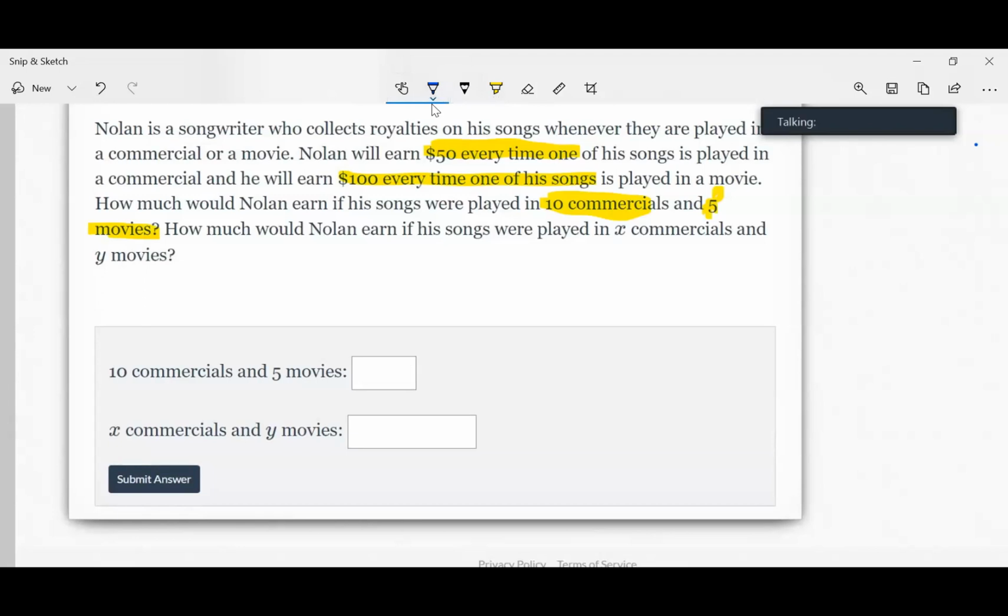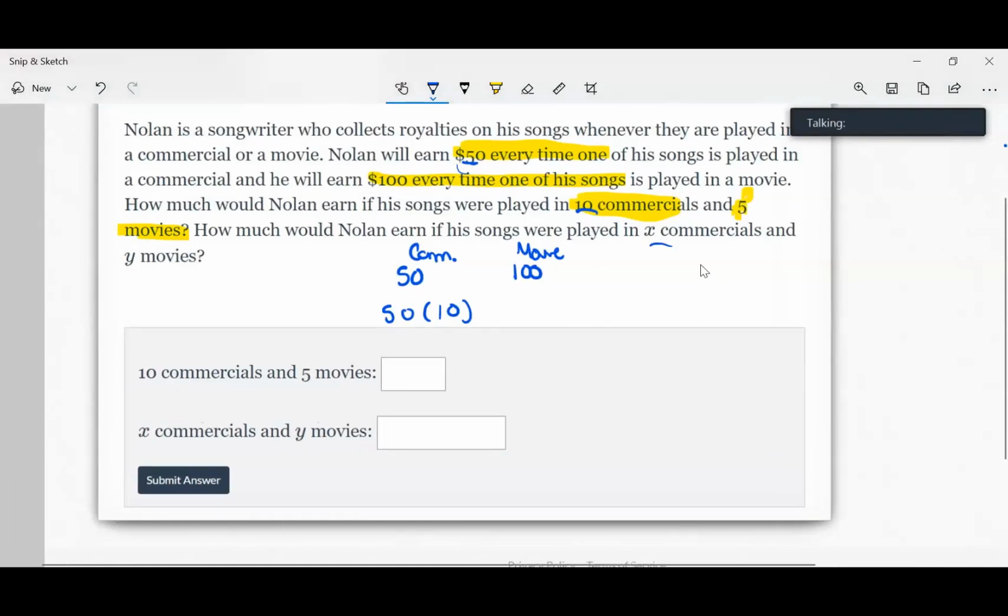So the first thing we need to think about is he gets $50 every time one of his songs is played. So it's $50 for a commercial, and then it's $100 for a movie. Okay. So if he plays 10 commercials and it's $50 for every commercial, what do we do with 10 and 50? Multiply, exactly. So we're going to do $50 times the 10 commercials that he did. And that's X, right? I'm just remembering for later, it's X commercials. Plus $100 for every one of the 5 movies he did, which is going to be Y later. So then we just add that up.